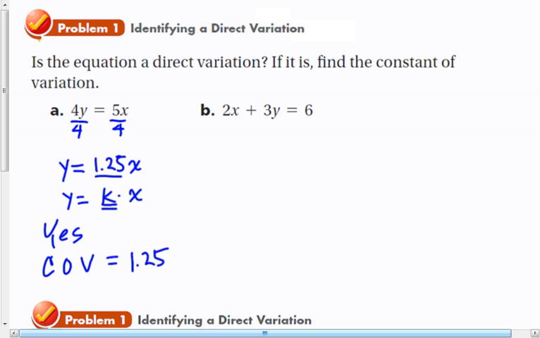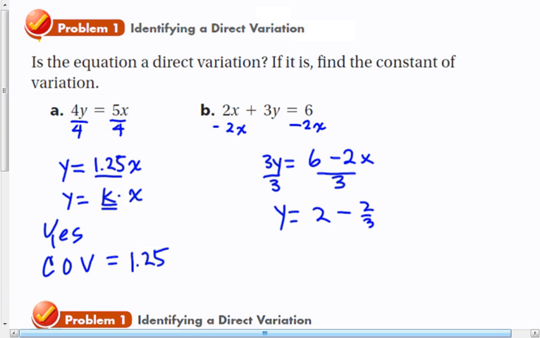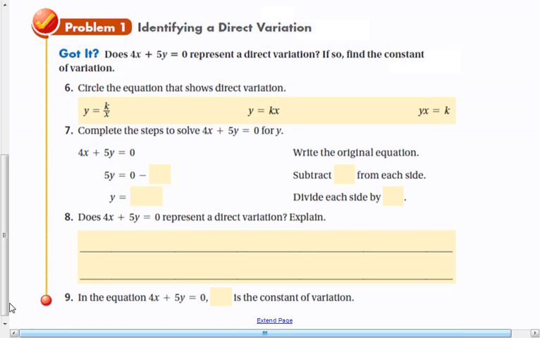Okay, and in the second problem, let's solve this one for y. Subtract 2x from both sides. So we get 3y equals 6 minus 2x. Divide both sides by 3. And we get y equals 6 divided by 3 is 2 minus 2/3 x. This is not of the form y equals k times x. There's an extra part to it there. So we're going to say no. And there's no constant of variation since it's not a direct variation. All right, you try that.